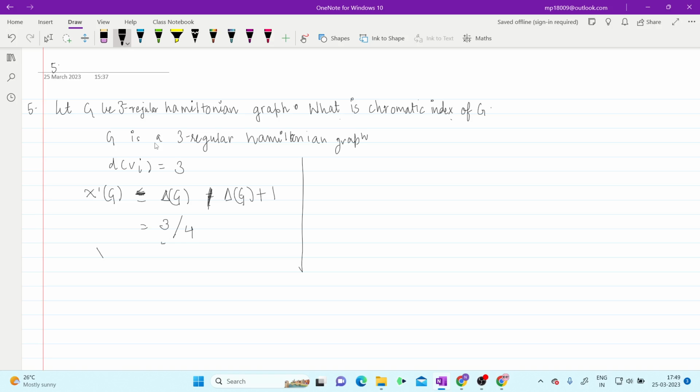Also, if the degree of each vertex is 3, can we say anything about the number of vertices? Can we say that the number of vertices will be even or odd? Even. The degree of each vertex is 3. So why will the number of vertices be even?